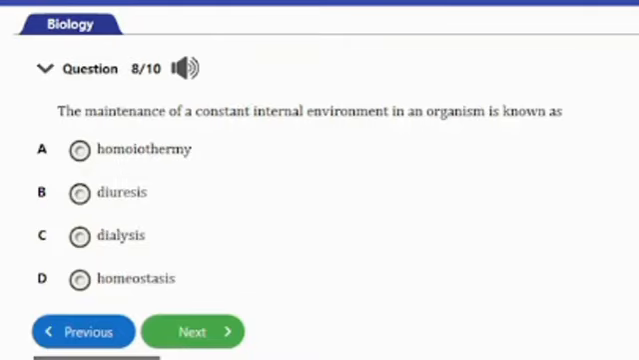It says, the maintenance of a constant internal environment in an organism is known as A. Homeothermy, B. Diuresis, C. Dialysis, and D. Homeostasis. Obviously the answer to this question is option D, and we've answered that before. So let's go ahead and consider the next question.